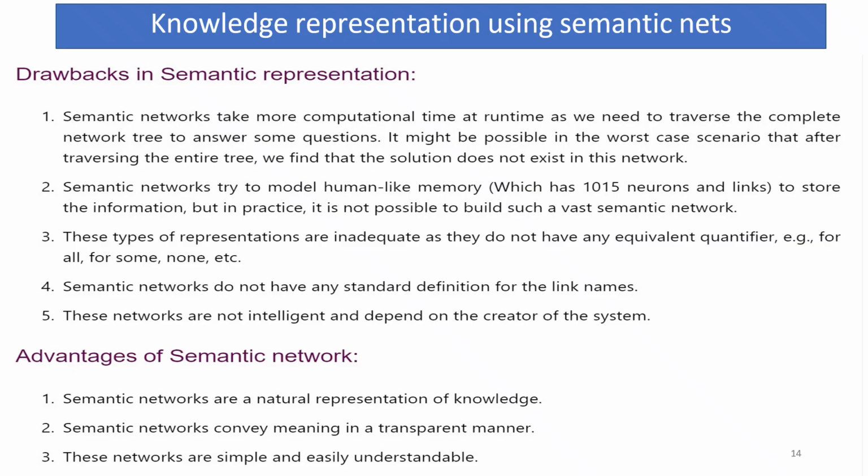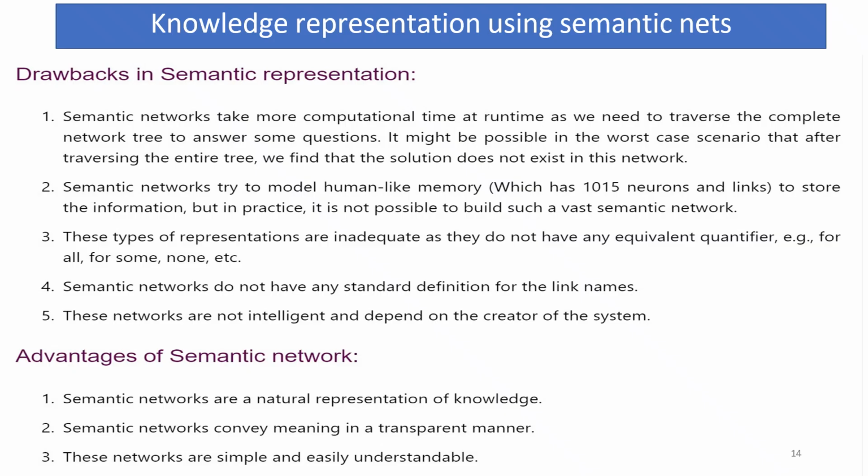Transparent meaning is the second point. The relationships between the concepts are clearly visible, so users can easily understand how the objects are connected. Here Jerry is owned by Priya, and anyone can immediately understand that Priya owns Jerry. The third point is that it is simple and easy to understand. By using nodes and links, it can be easily learned and interpreted. It is suitable for representing a large amount of interconnected data.